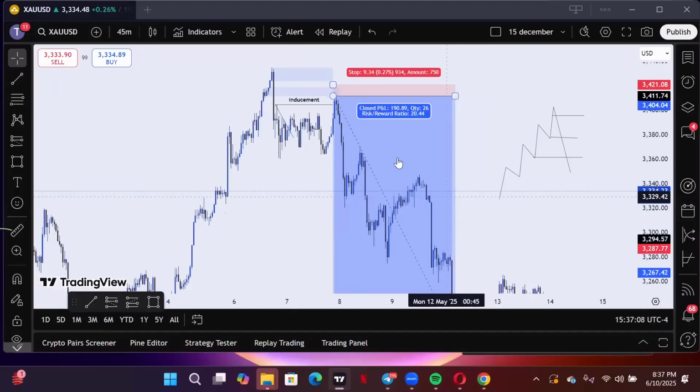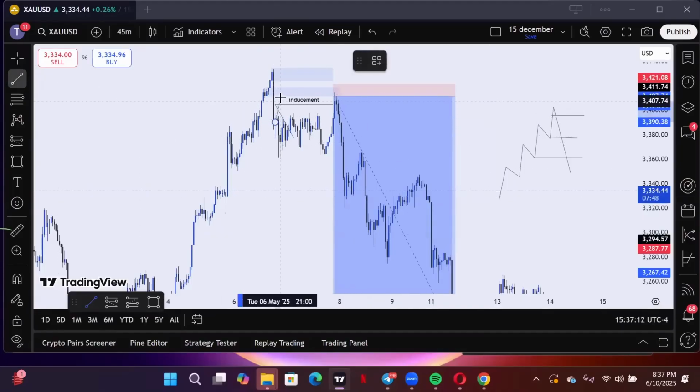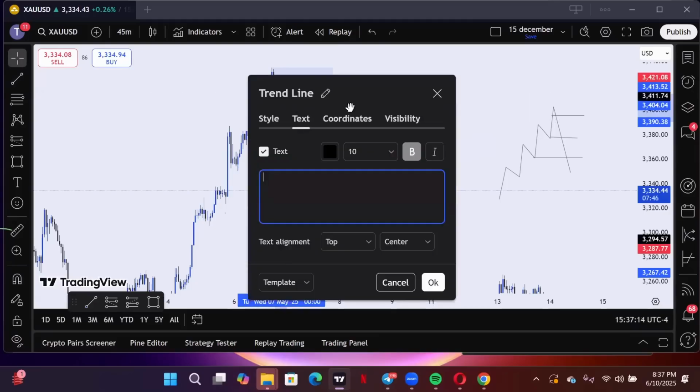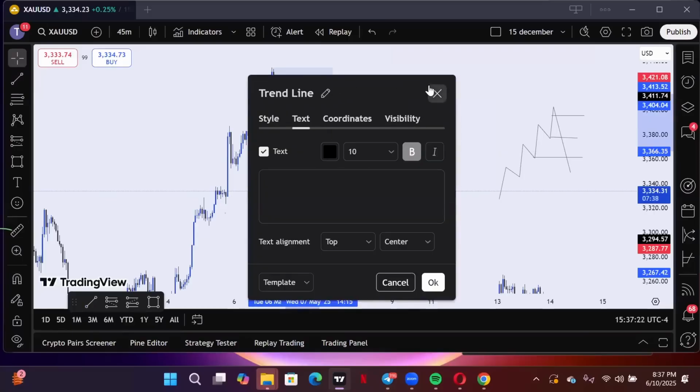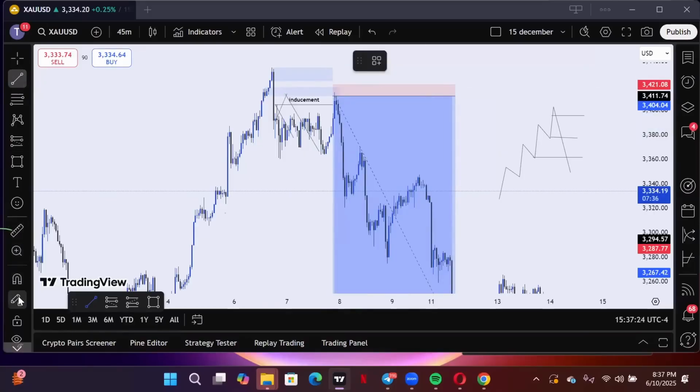If initially market was supposed to come to this other block, it means that this inducement was supposed to have mitigated this breaker block first and went down. You understand? So if market mitigated this breaker block when it was creating inducement and then went down, it means that my entry would have been from this other block up here. Do you understand? My entry would have been from this other block up here.